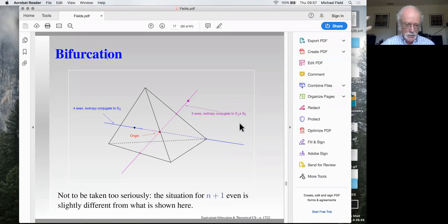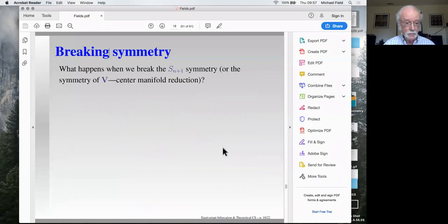Okay, now you need to go up a dimension to get a valid model. But what happens, in the case that I'm interested in, is that your saddles will come along here and they'll all meet at the origin at the same time, and then they pass out the other side. And that's the symmetric bifurcation.